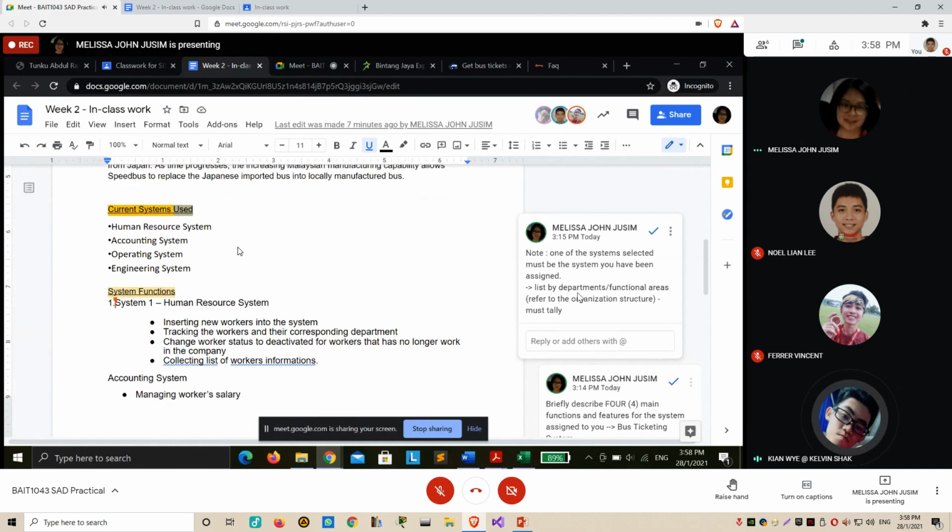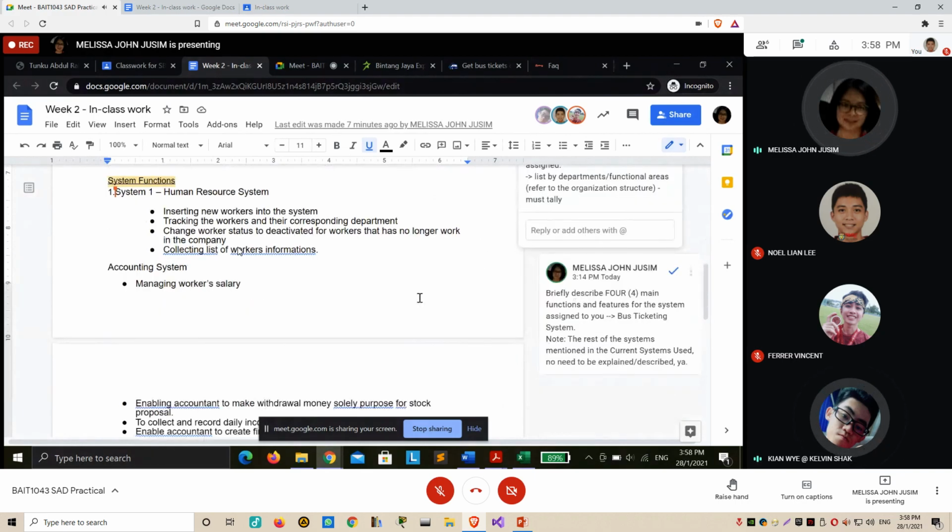Or do we need to choose 4 systems and then explain? No. The question says briefly describe only for the system assigned to you, which is the bus ticketing system only. The rest of the systems mentioned in the current system used need not be explained. I see. Okay, understood already.